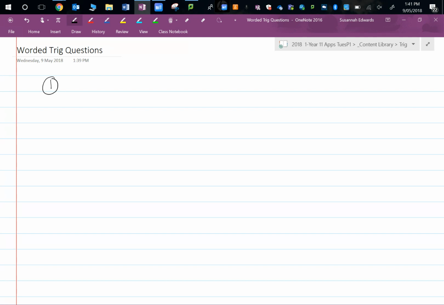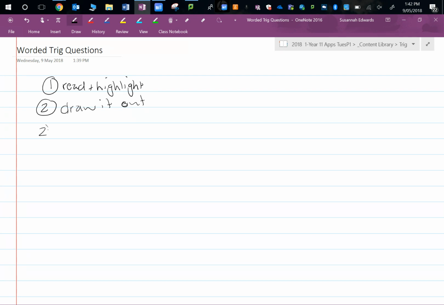Okay, so the first step is read and highlight. The second step we said was draw it out. Then it becomes an easy question. It's not a worded question anymore. It's just the same as everything else we've done.